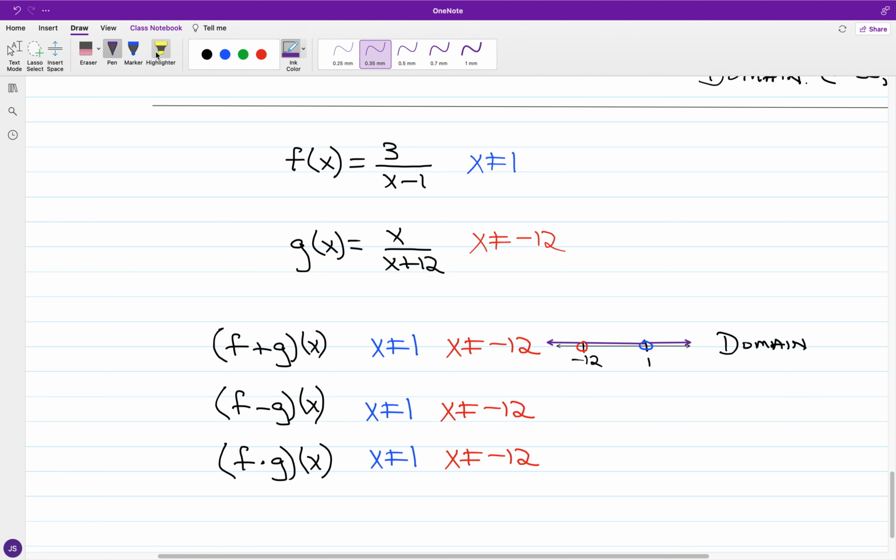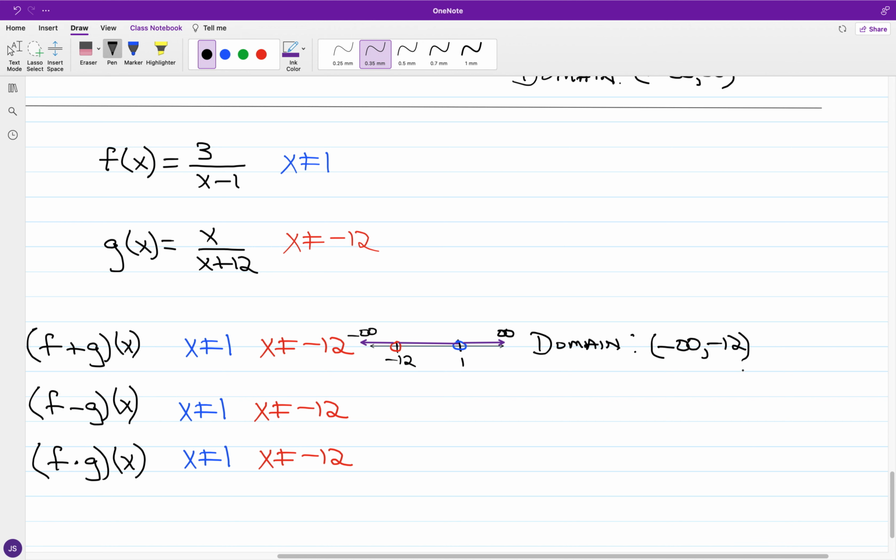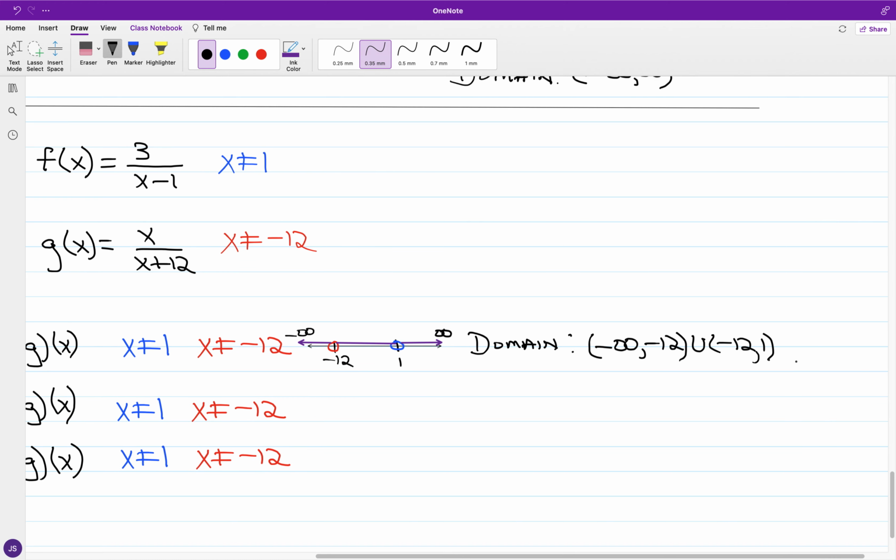And so we're going to have 2 exclusions, and we'll have 3 sub-interval sections. So for the domain, we have those values of x less than negative 12, and those values of x such that negative 12 is less than x is less than 1. And finally, we have those values of x which are greater than 1.